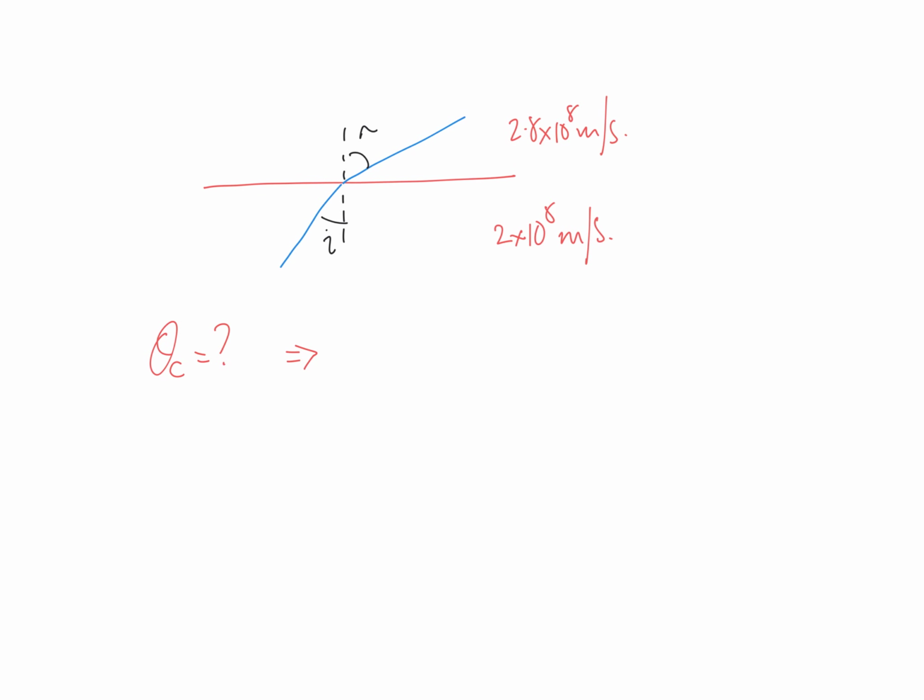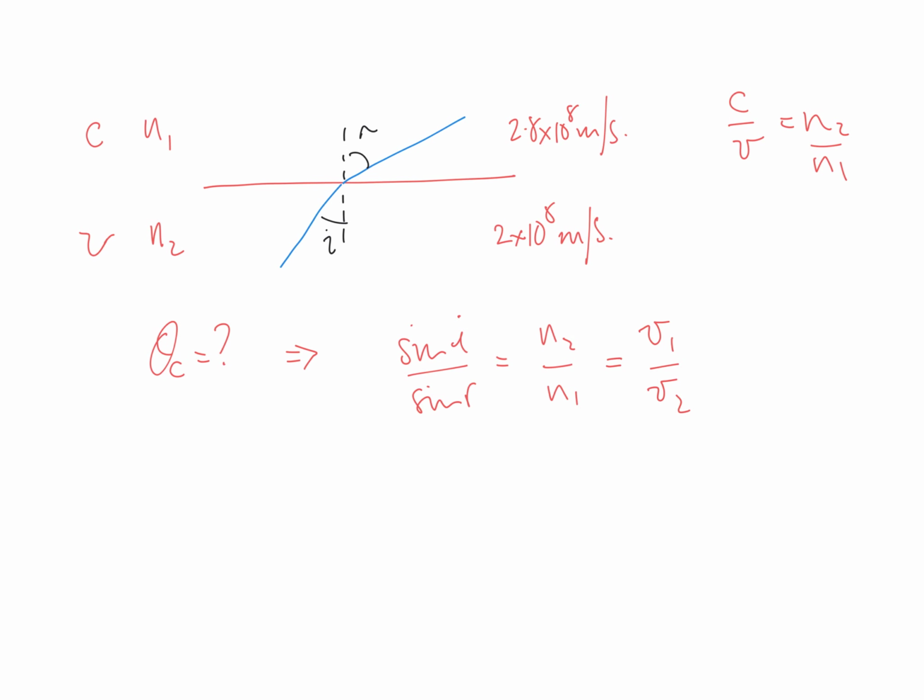Okay, we do the same again, but this time sine i over sine r gives me n2 over n1, but we know that the ratio of the refractive indices gives us c and v. It's almost the inverse. So therefore it's no good writing this and putting the speeds just directly into there. I need to invert the speeds. This will be v1 over v2.